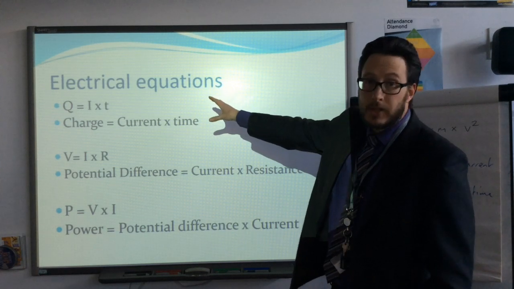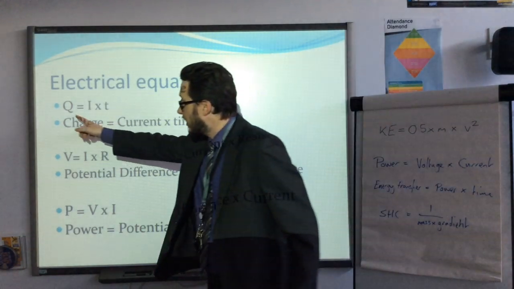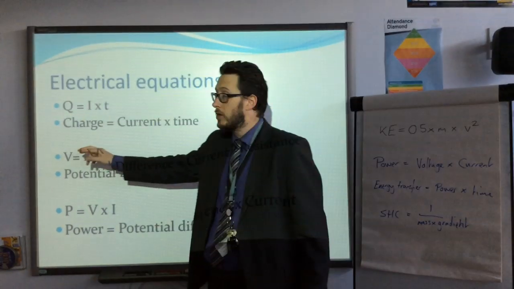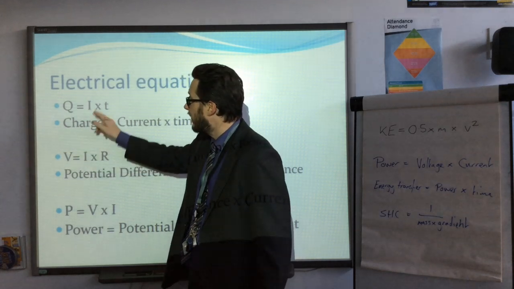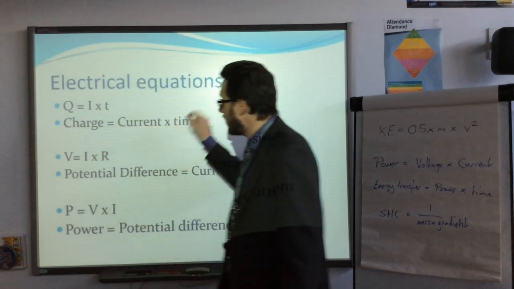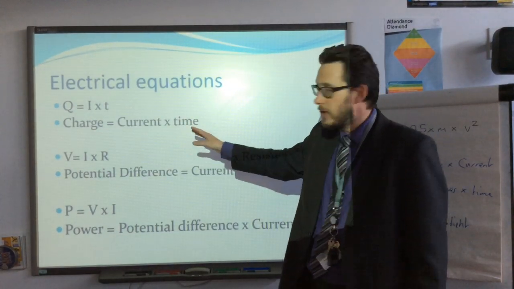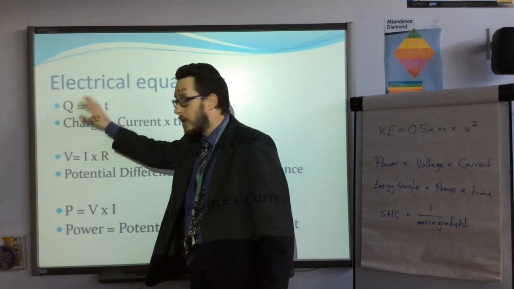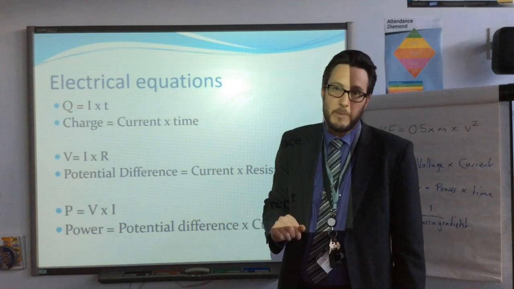These are key equations that come up a lot when dealing with electricity. So you've got charge, which is given the symbol Q, is equal to current, and the symbol for current is I, strangely enough, multiplied by time. Okay, so charge is equal to current multiplied by time. I will go into the units of these in a second, but essentially that's your equation, not given on the equation sheet. Charge is equal to current multiplied by time.